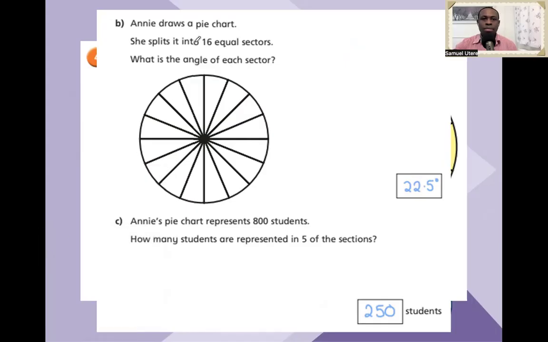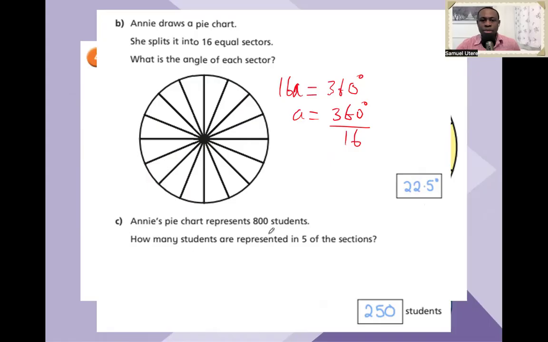So here we have the question. Annie draws a pie chart. She splits it into 16 equal sectors. What is the angle of each sector? Well, you don't know what each angle is, so we can form an equation. Let's call it 16A, which is the angle, equal to 360 degrees. So the angle we're looking for will be 360 degrees divided by 16. And that will give you that answer.